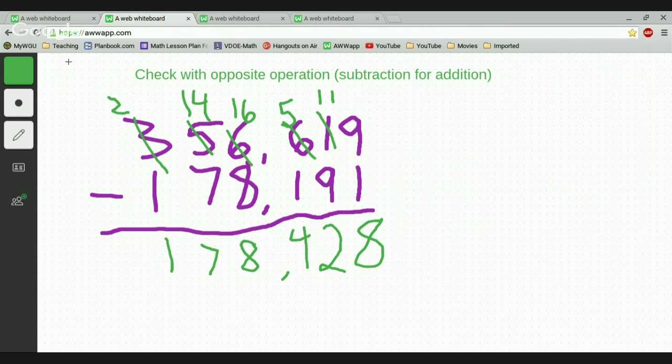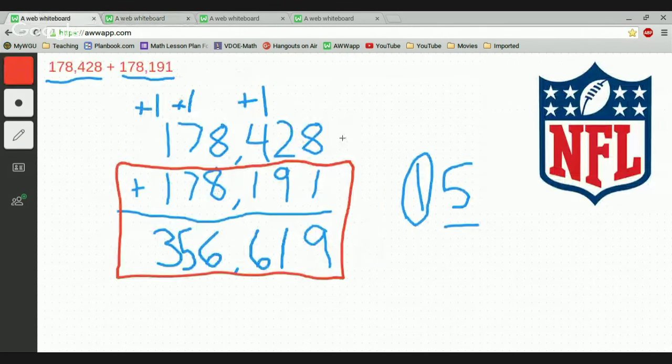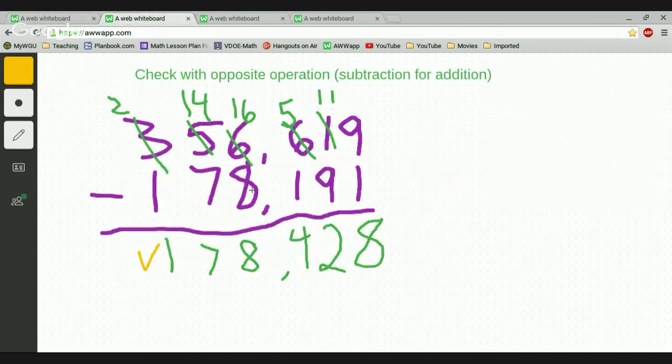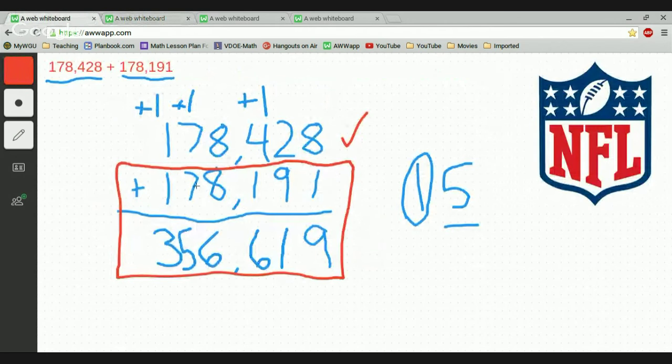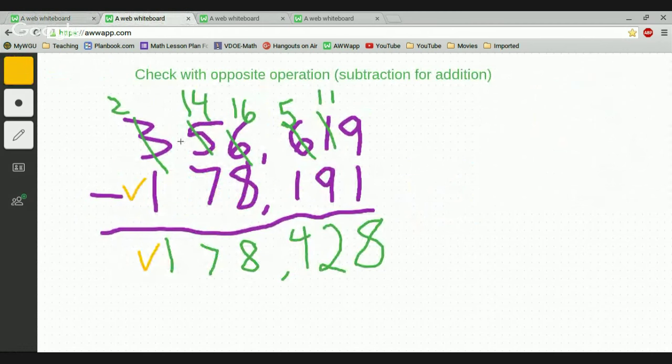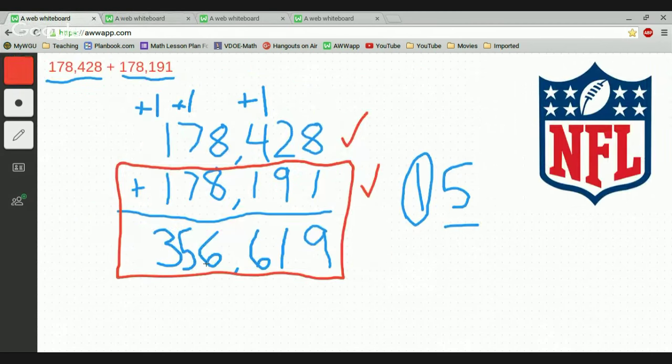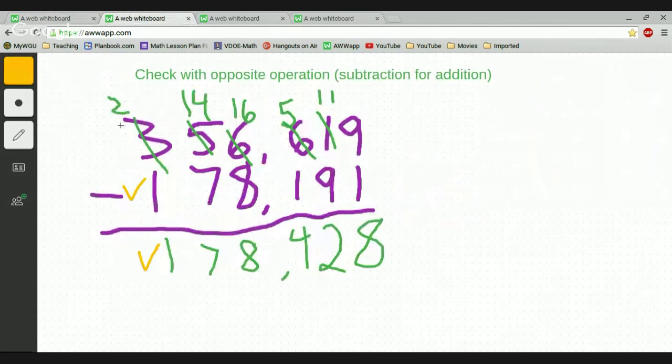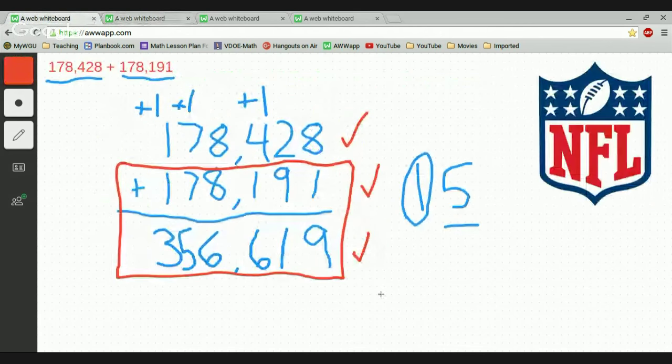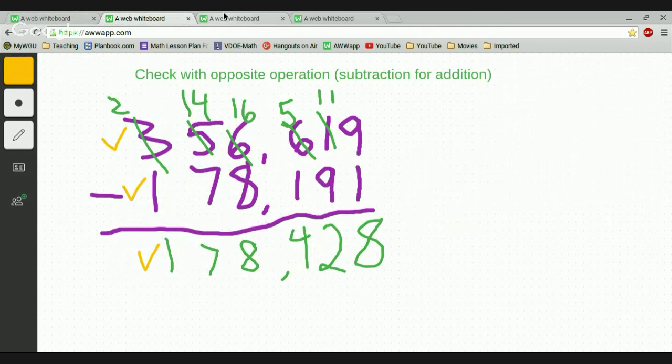And now let's go back and we're going to check to make sure every digit appears in both ones. So let's look for 178,428. 178,191. 356,619. So now that I see I have a check mark next to each number in this one, in my check problem, and my original problem, I know that I'm correct. I don't even need to ask Mr. B to tell me if I'm correct. So checking is always going to be a last step.